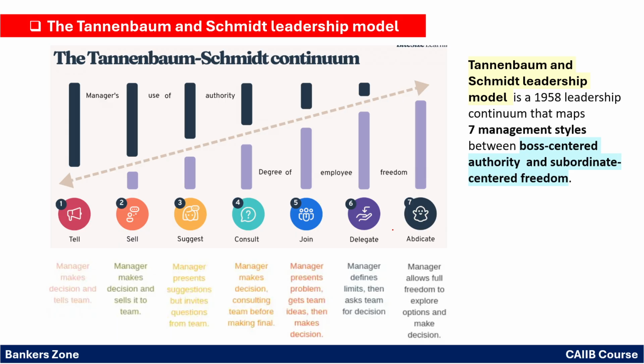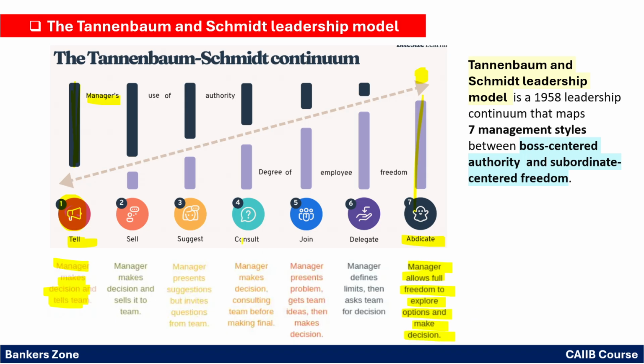Say, first in tell, what is happening? The manager has the highest authority and the employee's contribution is only listening. The manager makes the decision and only tells the team. But in the abdicate stage, the highest freedom is given to the employee and less authority to the manager. The manager allows full freedom to explore the options and make the decision. So that is how it works.